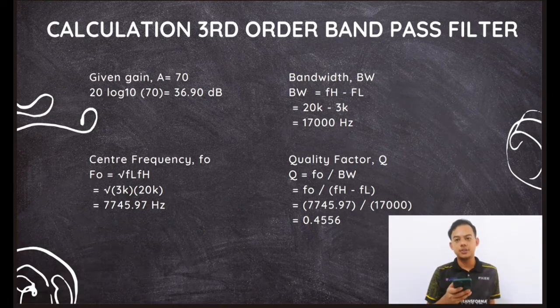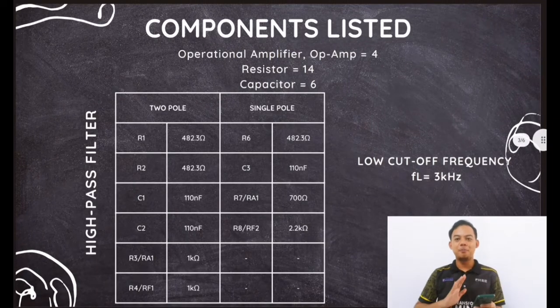And the center frequency fo, we got 7745.97 hertz. And the quality factor is the center frequency divided by bandwidth, so we got 0.4556.